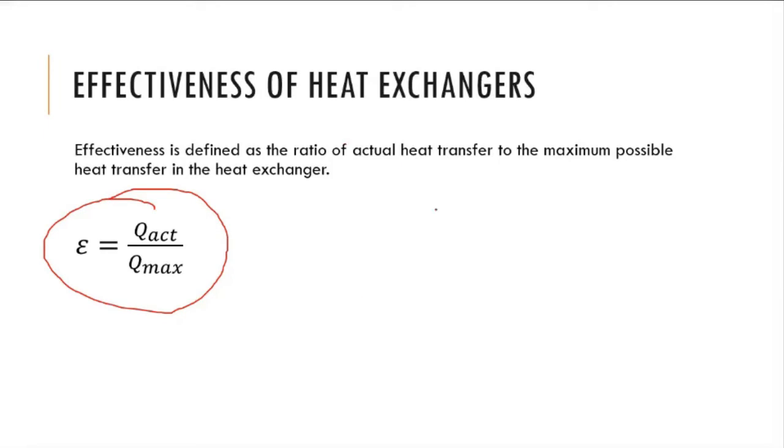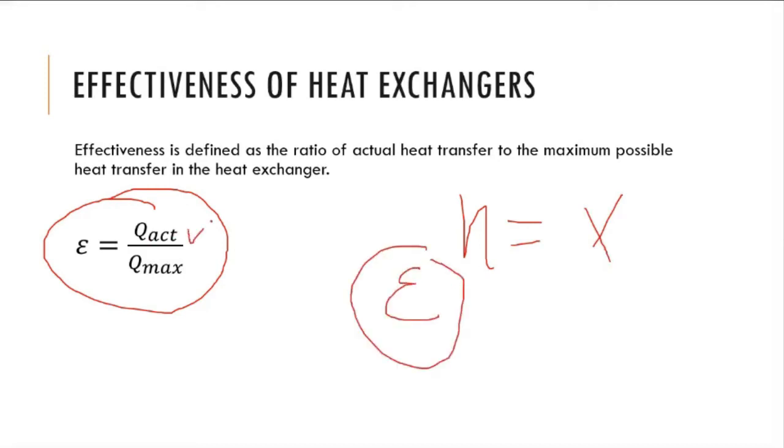See, in heat exchanger, we don't have any term like efficiency. We don't define efficiency for heat exchanger. We define only effectiveness of heat exchanger. And this effectiveness is Q actual divided by Q max. Is this part clear?